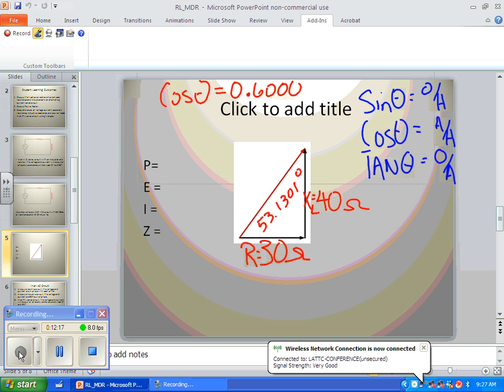All right? Now, if we know the cosine is 60, now let's look at our formula over here for cosine. And we're going to start plugging some things in. And we're going to plug in that the cosine is 0.6000. And that's equal to A, which we know the adjacent is 30, over the hypotenuse.